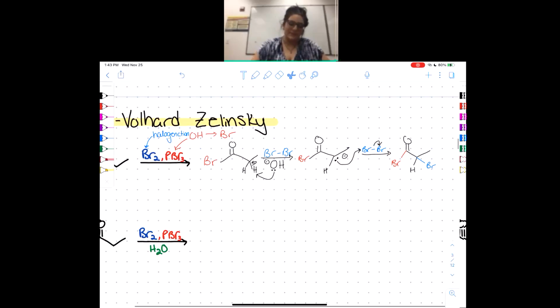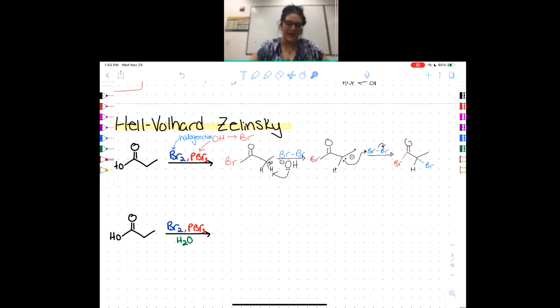So basically, what we did is we had this carboxylic acid. We used PBr3 to replace the OH and make it into an acid halide. And then we used our base to steal this hydrogen and create the enolate, which is this guy. And then this negative charge was able to steal this bromine. And in the end, we created this lovely product.